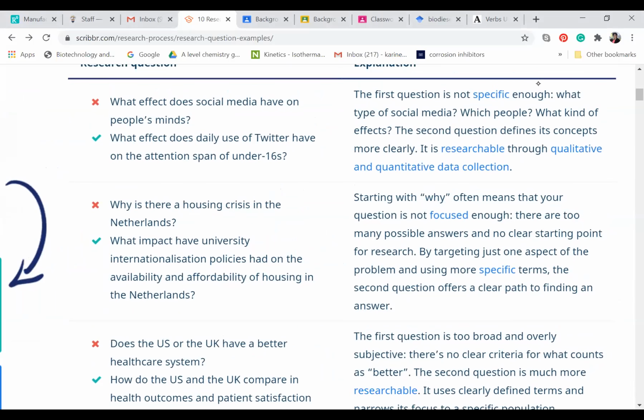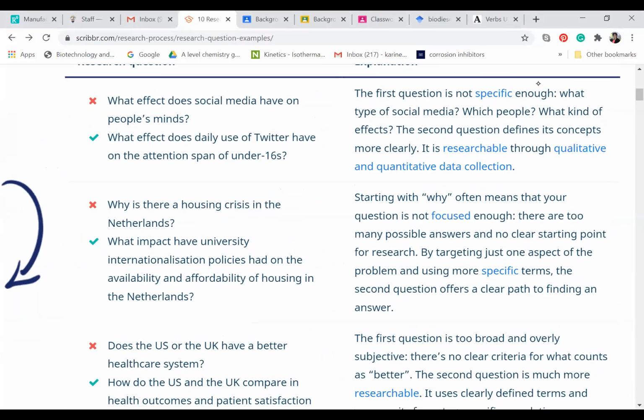These are actually research questions. These are not sub-problems. But I want you to see the difference. Now, what kind of difference are we seeing here? We are looking at number one. It says, what effect does social media have on people's mind?